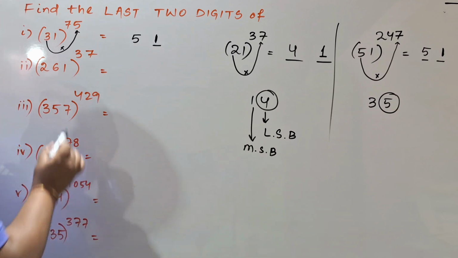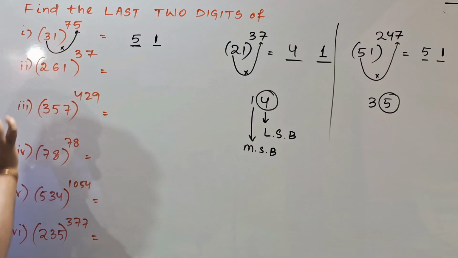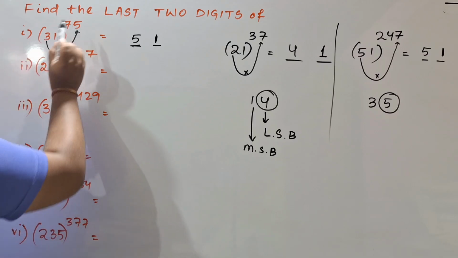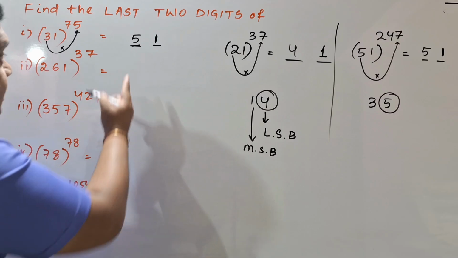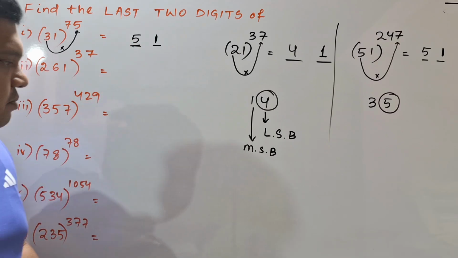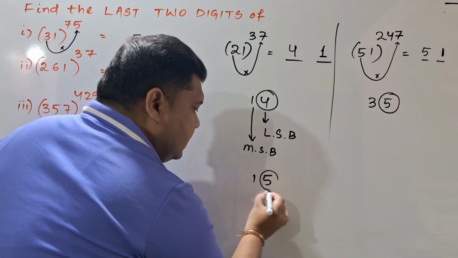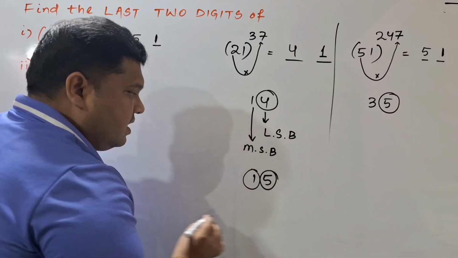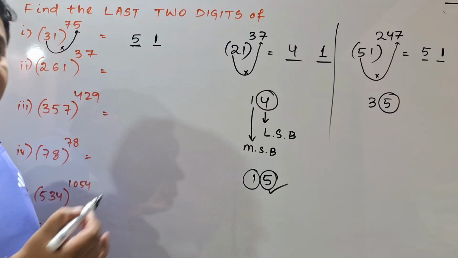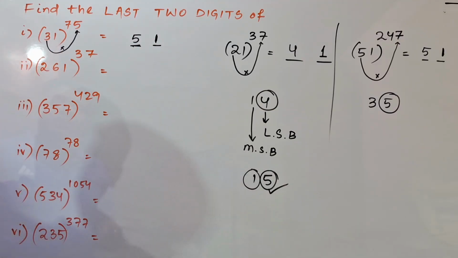Once again, if the base ends in 1, the unit place is 1. Now how to find the tens place? You have to multiply the tens place of the base with the unit place of the power. 3 into 5 is 15, so write 5 here. In 15, 5 is the least significant bit and 1 is the most significant bit. I have to write the least significant bit here. So the answer is 51.